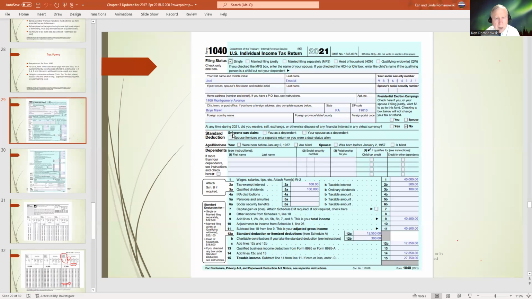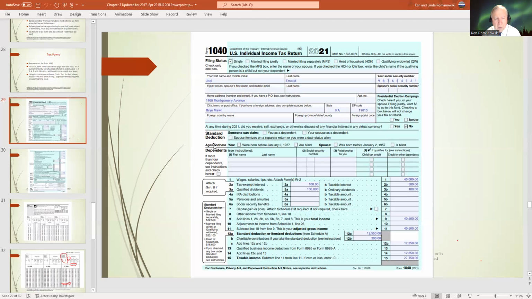So they ask questions now regarding the standard deduction. In this case, Joel is by himself. The question here is whether someone can claim you as a dependent, or your spouse as a dependent, or your spouse itemizes on a separate return. Basically, you just check off the box if any of these apply. If they don't apply, then you don't check them off.